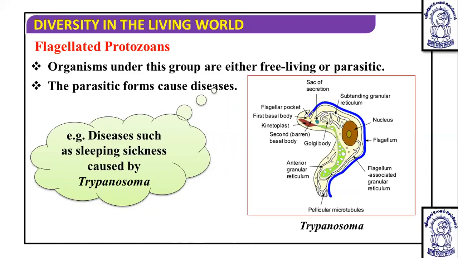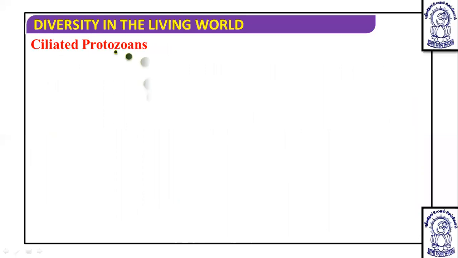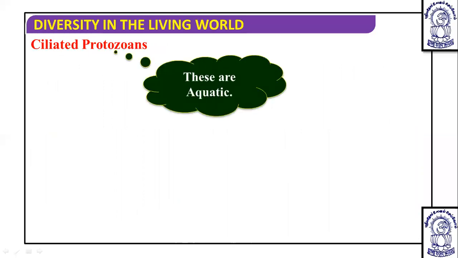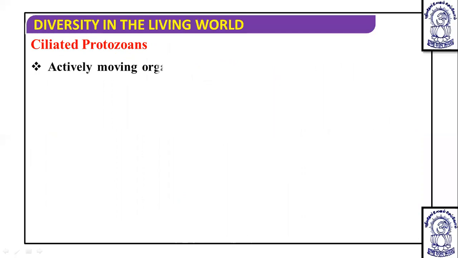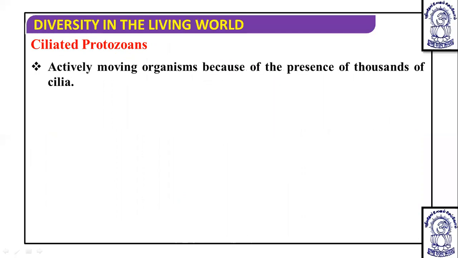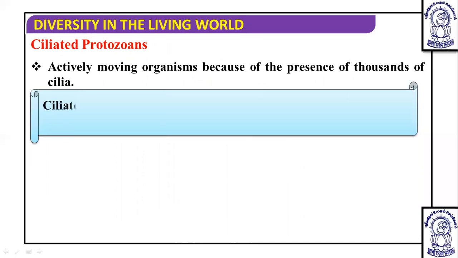Now you should also remember that trypanosoma has a vector. It causes sleeping sickness, but it has a vector, and the vector is the tsetse fly. So you should remember that also. Then the next one is the ciliated protozoans. In ciliated protozoans, usually they are aquatic. These are actively moving organisms because they have thousands of cilia over their whole body, and all these cilia show a coordinated movement.